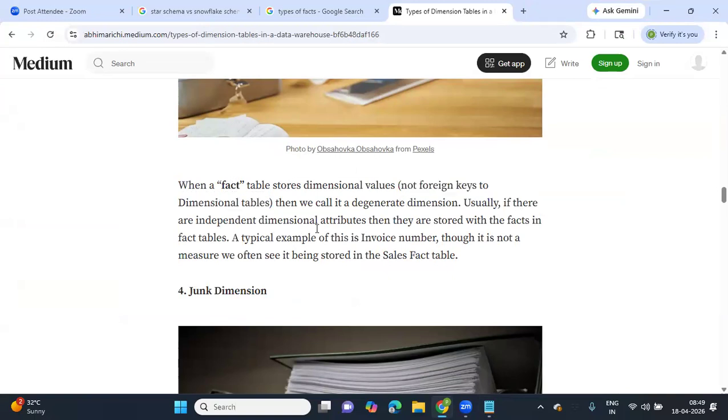Usually, if there are independent dimensional attributes, then they are stored within the fact tables. A typical example of this is an invoice number. When you purchase something on any website, Amazon, Flipkart, anywhere, you will get an invoice. Okay, invoice for every order. That is independent of anything because that invoice contains your purchase details along with the order of purchase or maybe if any warranty applied. So it is not related to any of the other attributes. So that is called a degenerate dimension, which is an independent dimension. Independent dimension stored in the fact.